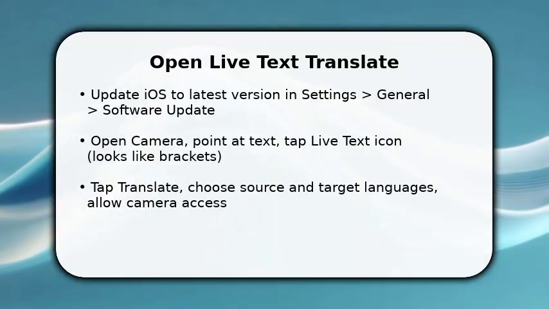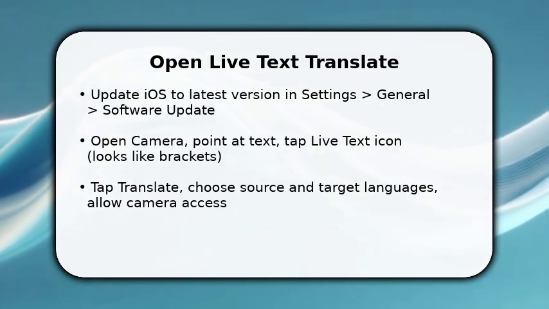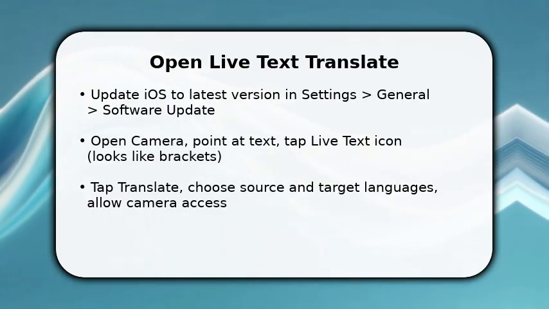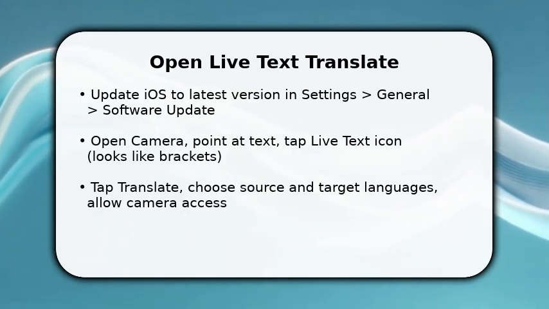You start by using Live Text with Translate. Make sure your iPhone is updated and camera access is allowed. Once done, open the camera and frame the printed text tightly. Tap the Live Text brackets that appear in the corner, then tap Translate.